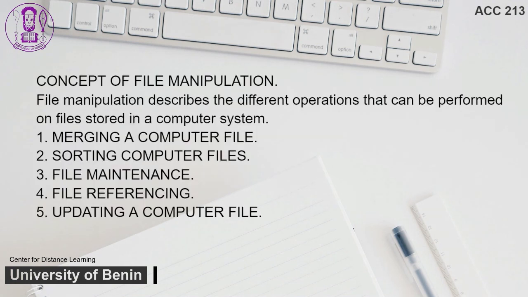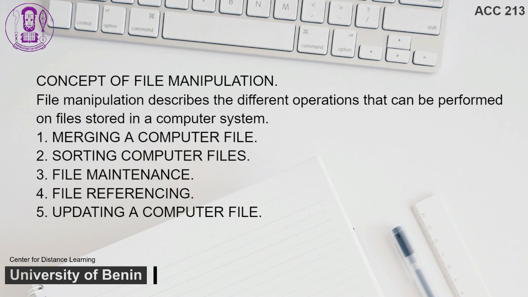Concept of file manipulation. File manipulation describes the different operations that can be performed on files stored in a computer system. 1. Merging a computer file. 2. Sorting computer files. 3. File maintenance. 4. File referencing. 5. Updating a computer file.